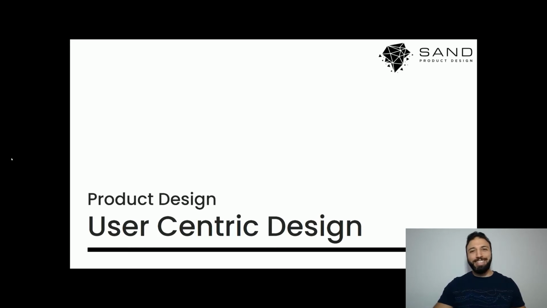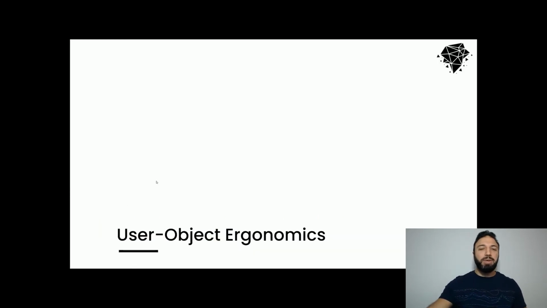And let's get started. So for today, we're going to cover user object ergonomics, which is the physical aspects of the product. Last time we discussed how we can form a user persona and how to understand the user psychopathology, or basically the psychology of perceiving objects in the real-time world. Now we're going to cover user object ergonomics, which is basically the physical part of the user interaction.